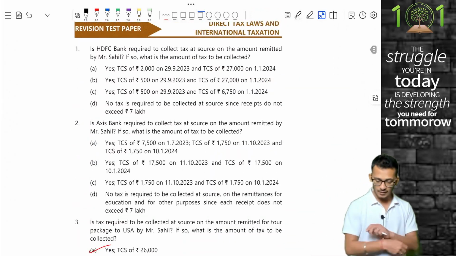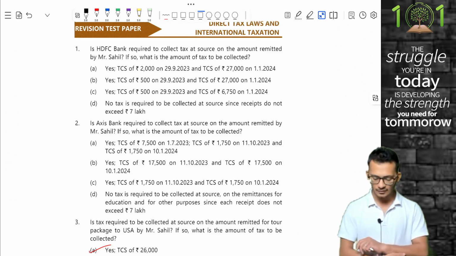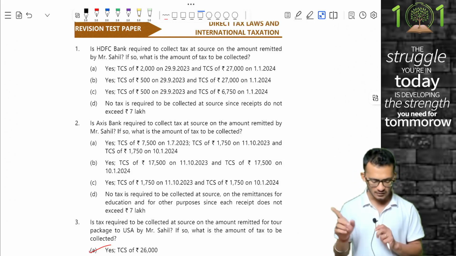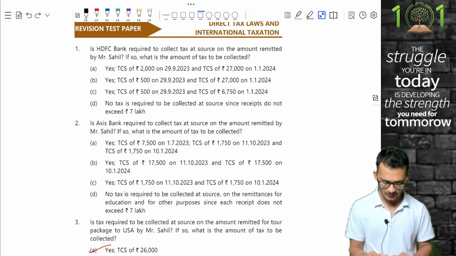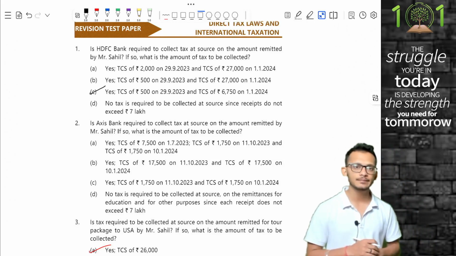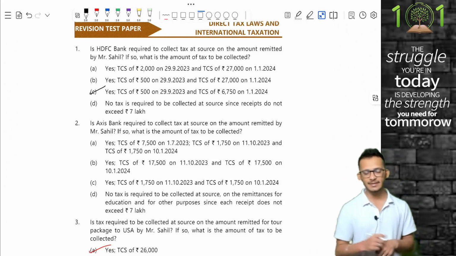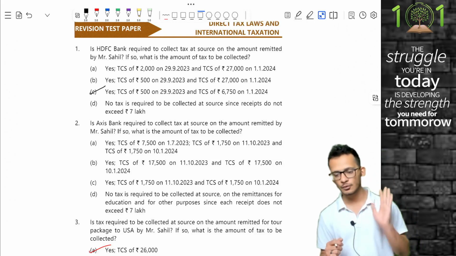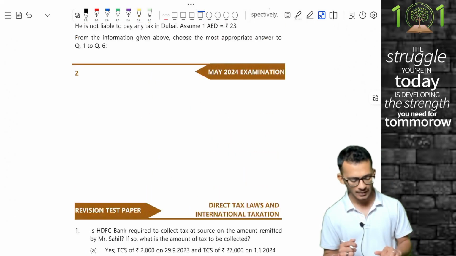Let's check the numbers. Is HDFC Bank required to collect tax at source on amount remitted by Sahil? First one is no. Second one is no. Third one is yes. Option is point number C. Yes, if you put your structure properly, things will go smoother. Let's go back.